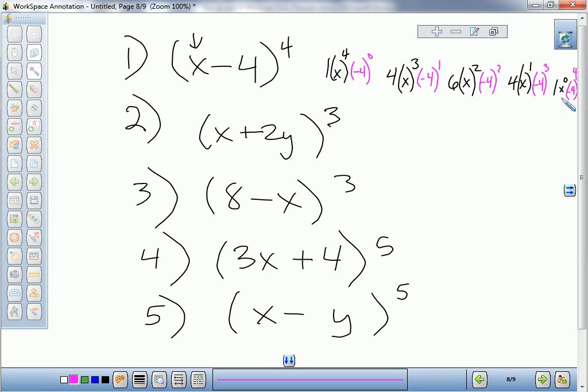You don't combine anything this way. When you multiply, you're done. So you'll multiply 1 times -4 to the 0. 4 times -4 to the first. 6 times -4 squared. The variables, you don't punch in your calculator, you just write it down.